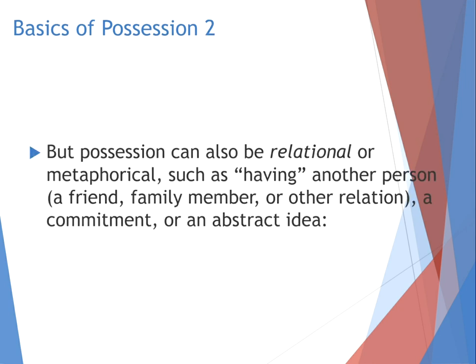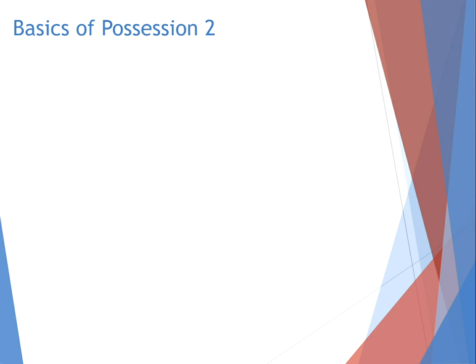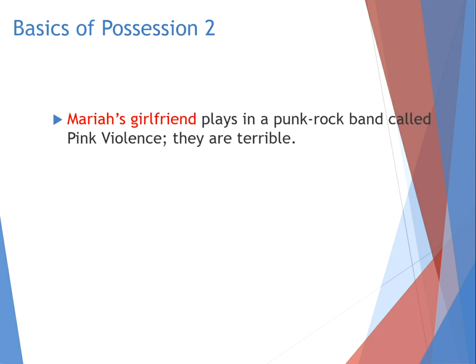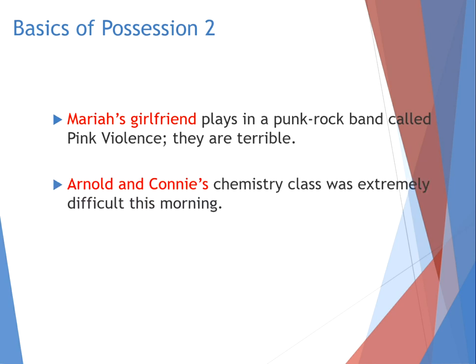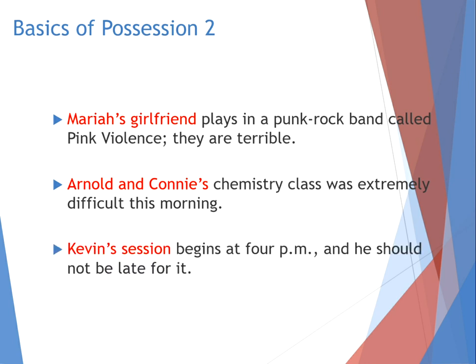But possession can also be relational or metaphorical, such as having another person, like a friend, a family member, or other relation, having a commitment, or an abstract idea, like in these examples. Mariah's girlfriend plays in a punk rock band called Pink Violins. They are terrible. Arnold and Connie's chemistry class was extremely difficult this morning. Kevin's session begins at 4 p.m., and he should not be late for it.